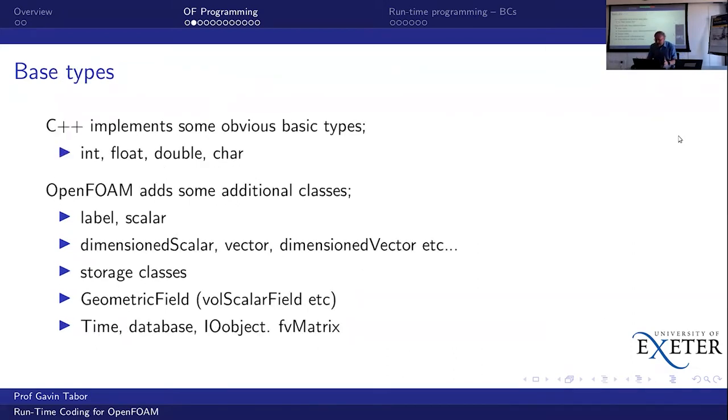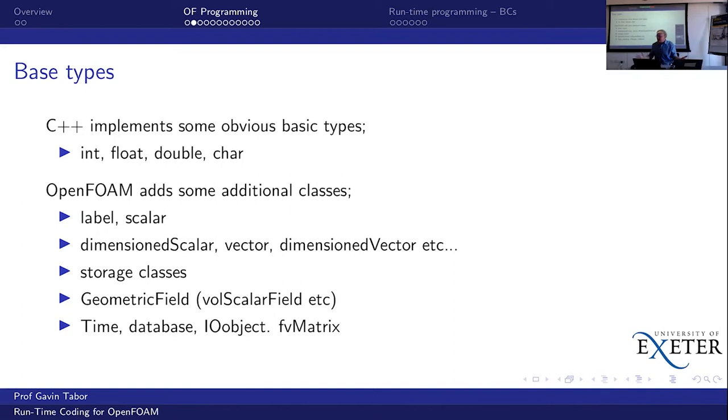Now, C++ has its own set of basic variable types: integers, floating point numbers, characters. OpenFOAM adds a number of additional classes. There are some which essentially mimic these. So label is an integer, scalar is a double precision floating point number, but there are also things like dimensioned scalar, which I've already mentioned, a vector, a three-component tensor basically, a dimensioned vector, and so forth. There are various storage classes. Now, these days, if we were rewriting OpenFOAM, we'd probably use the standard template library here, but at the time that really wasn't an option.